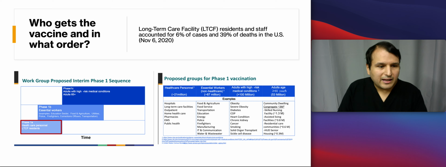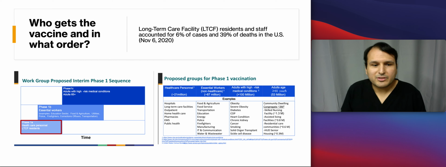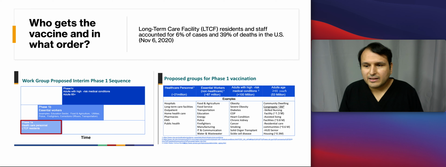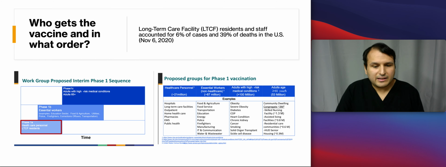So as a matter of fact, phase 1A includes healthcare personnel and long-term care facility residents and staff, mostly because they made up 6% of the cases, but also 39% of the deaths in the US. So it's imperative that they get the vaccine. And then essential workers come after that. That includes police force, firefighters, transportation, food service, educators, things of that nature.